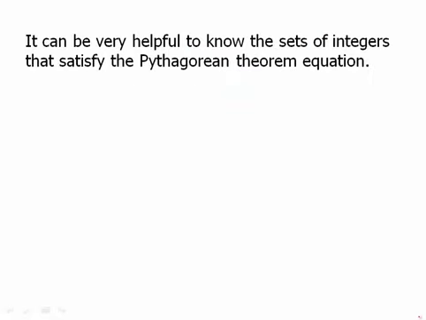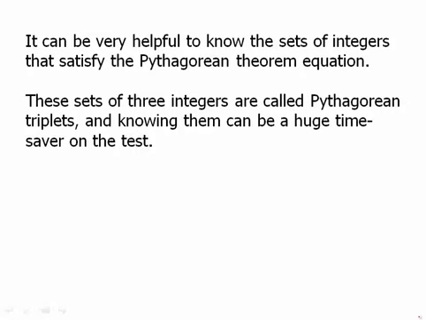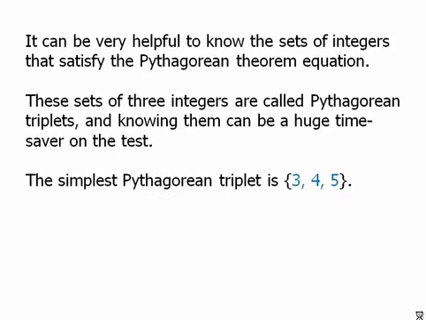It can be very helpful to know the sets of integers that satisfy the Pythagorean theorem equation. These sets of 3 integers are called Pythagorean triplets, and knowing them can be a huge time saver on the test. The simplest Pythagorean triplet is 3, 4, 5. So here's a 3, 4, 5 triangle. Notice that we don't even need to draw the perpendicular symbol. Just by the fact that the sides satisfy the equation a squared plus b squared equals c squared, that's enough to guarantee we absolutely know that we have a right angle there because those numbers obey the formula.